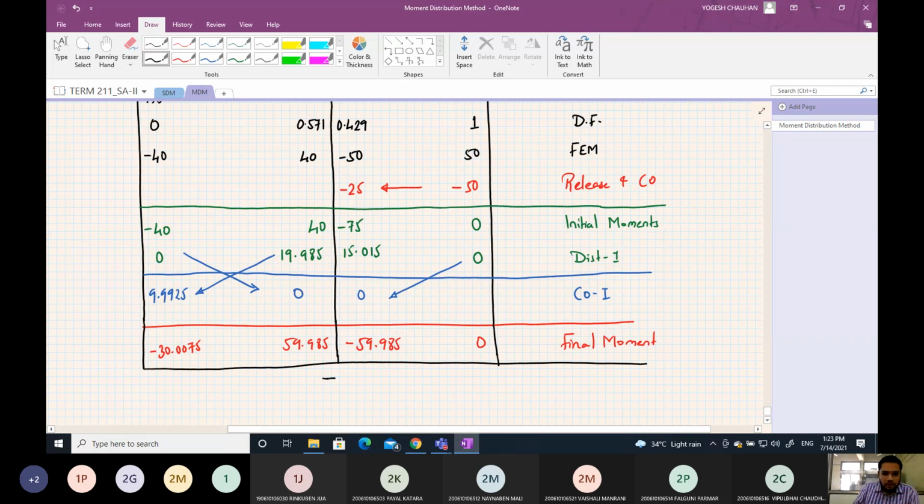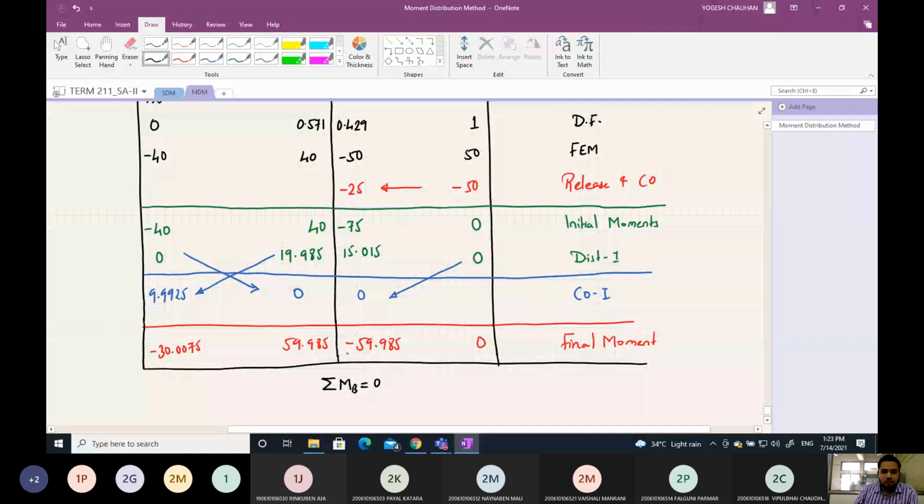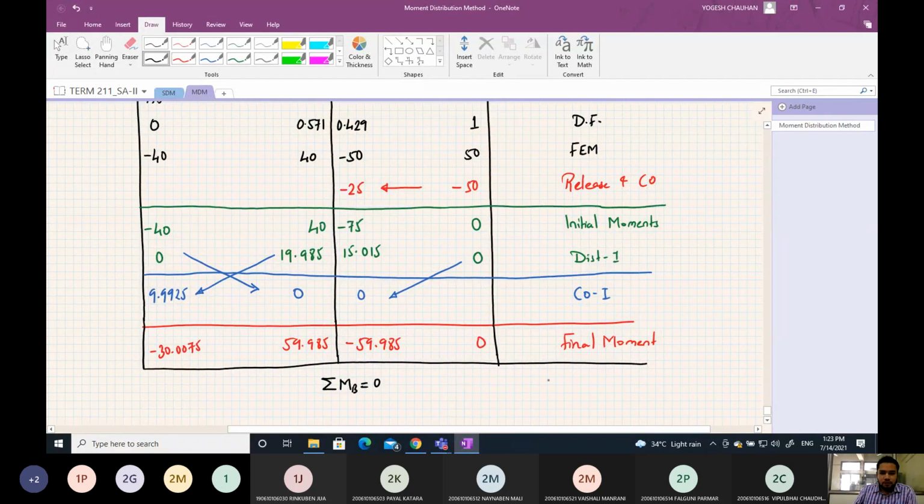You can also see that here summation of moments at B is also 0, because the left hand side moment and right hand side moments are equal and opposite. So this is your equilibrium check. Clear?